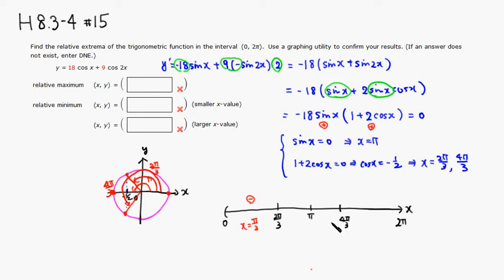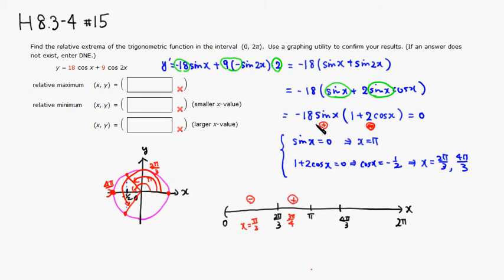And we can try anything between 2 pi over 3 and pi. We can do 3 pi over 4 or something like that. Alright, 3 pi over 4 is over here. Sine is going to still be positive. And cosine of 3 pi over 4 is going to be slightly smaller than negative 1/2. So that's going to be negative in this case. So negative times positive times negative is positive here, right?